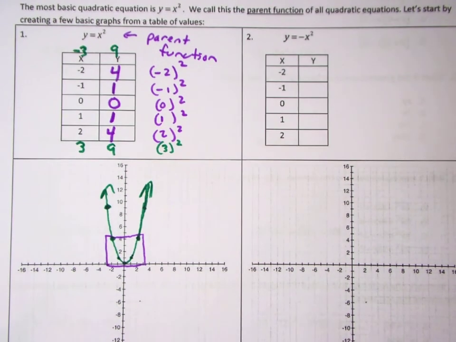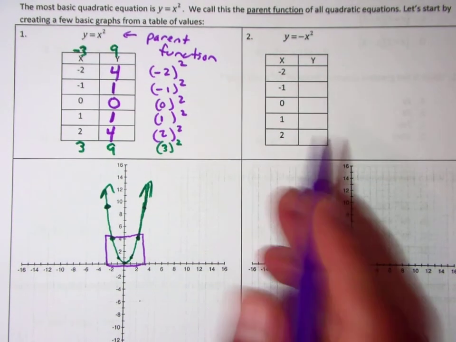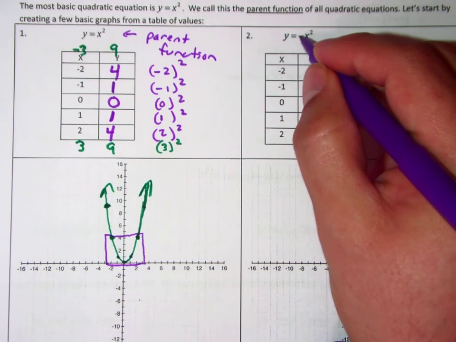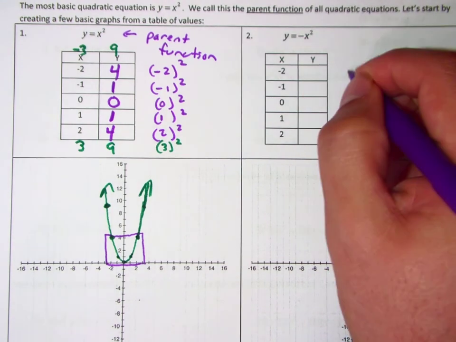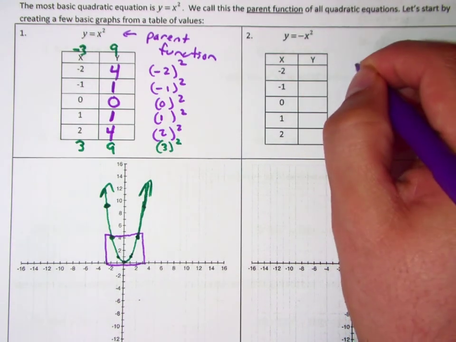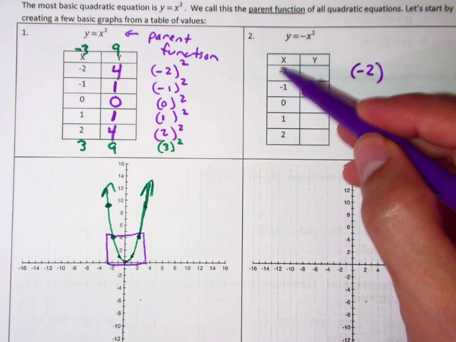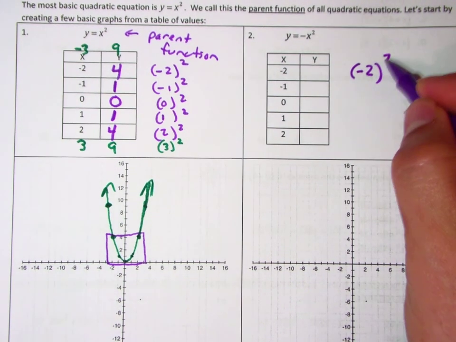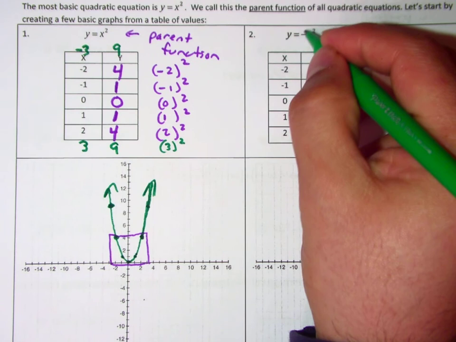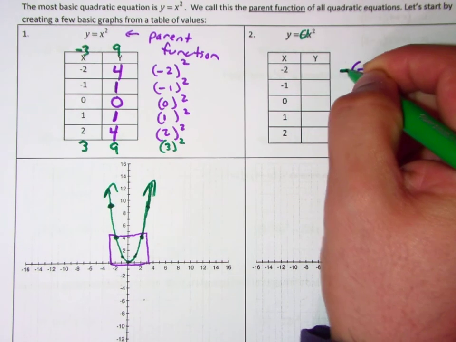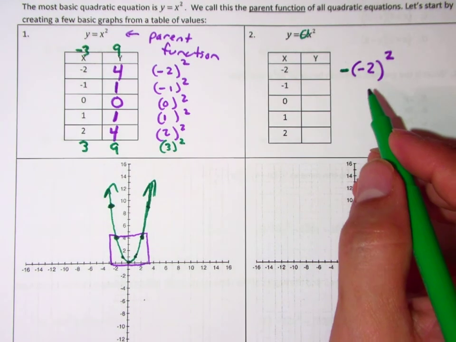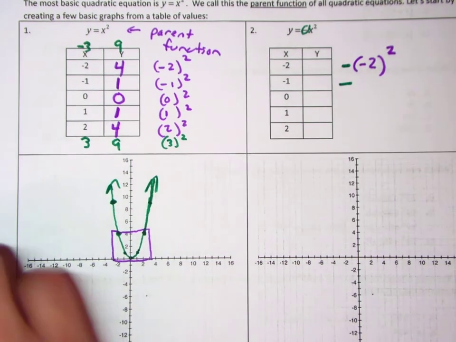So I'll let you guys do number 2 on your own, but I will just remind you that when you have a negative squared, okay, remember that what you're plugging in, so in this case you're plugging in -2 and you're squaring it, but this negative is still there, okay? So I'll lay out the framework here.